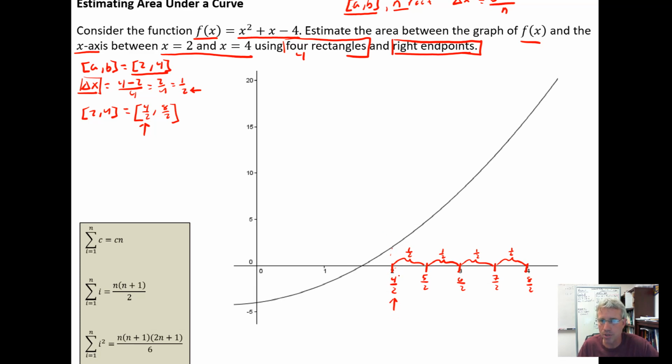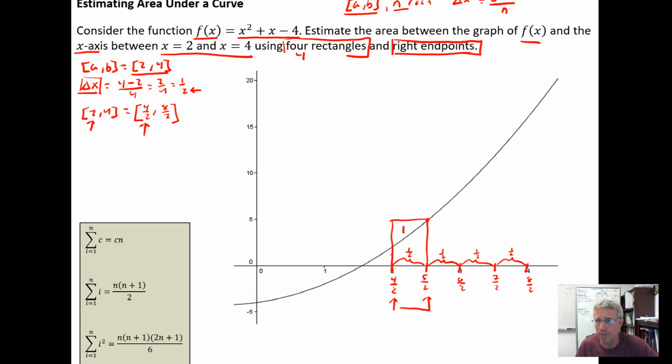But because it says to use right endpoints, I'm going to step over from the first number on the closed interval. I'm going to step over 1 space to the 5/2, and from there I'm going to go up to the curve. I'm going to draw the point on the curve, and then I'm going to move back towards that first left endpoint and then draw that rectangle down. And there's my first of 4 rectangles.